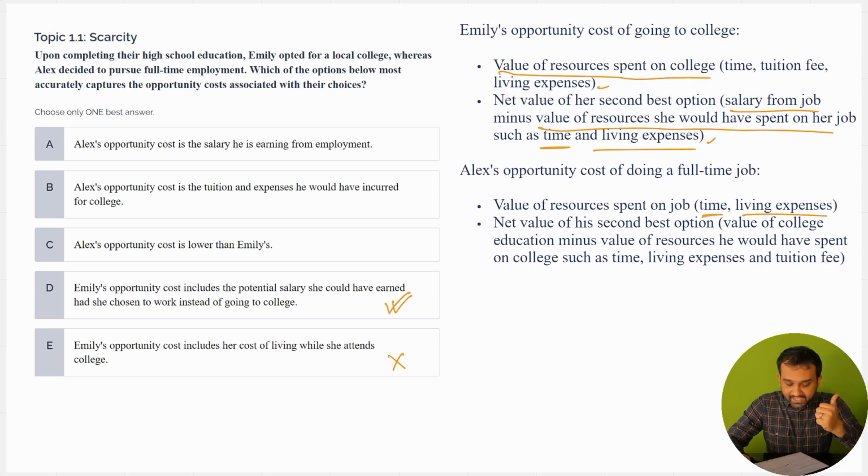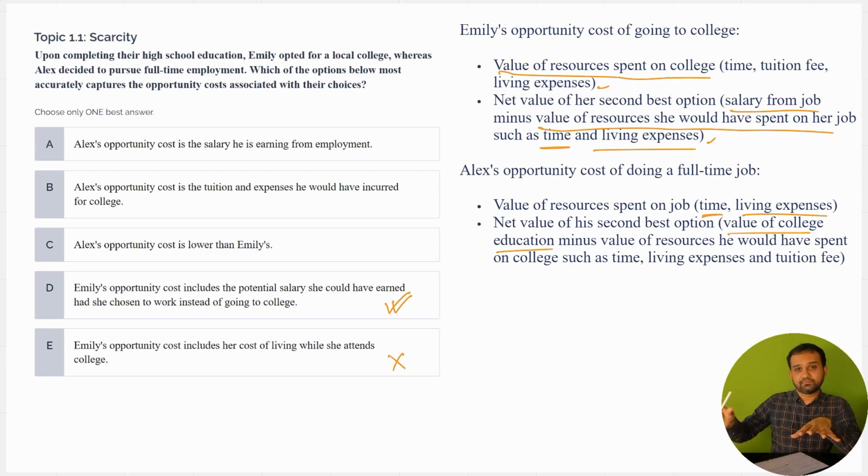Okay. And what did he give up? Going to college. So there's some value of the college education. We don't know what that value is. It's hard to quantify. You can think of it as the increase in wage he may have seen if he has the college degree or something along those lines. But we can for now say it's just some value he would have gotten from the college education.